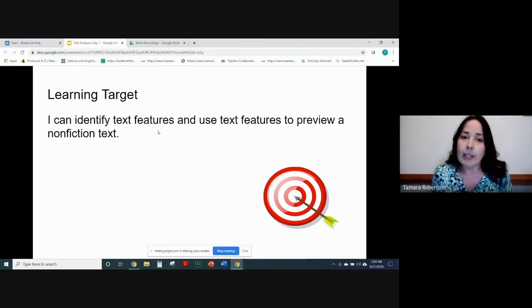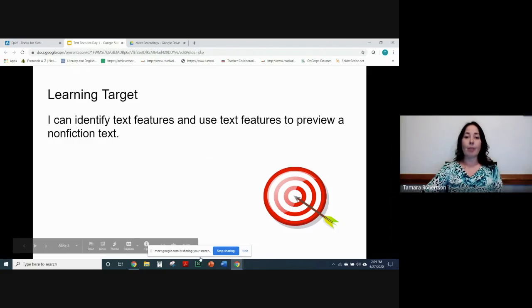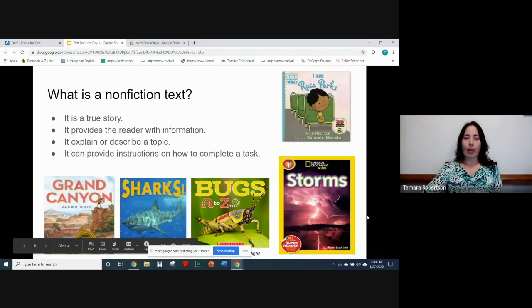Before we get into the lesson, we are going to just review what some of these words mean. So we're going to look at the word nonfiction, we're going to look at text features, and we're going to talk about the word preview. But just as a reminder, your I can statement is, I can identify text features and use text features to preview a nonfiction text. So can you tell me, what is a nonfiction text? What does nonfiction mean?